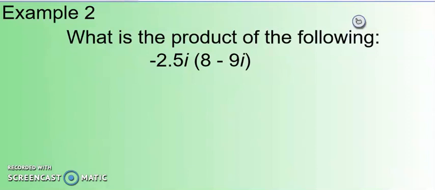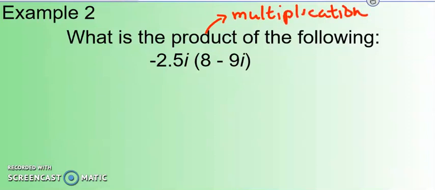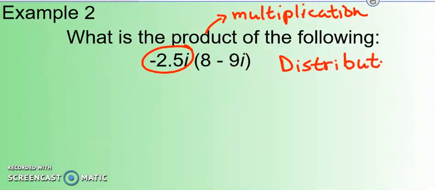All right. So the product of the following, and we know product means multiplication. Multiplication, we know that means product. All right, so if we have a product here, that means that we're going to multiply these out. So if we have one term outside and two terms on the inside, like a binomial type thing, we're going to have to distribute first. So with this, we're going to use the distributive property.